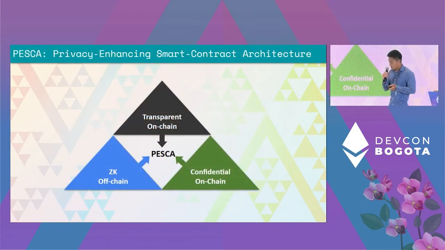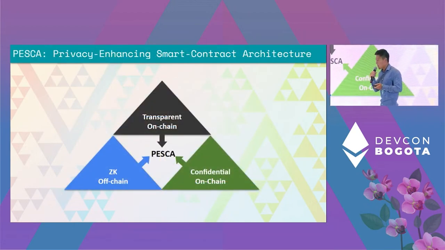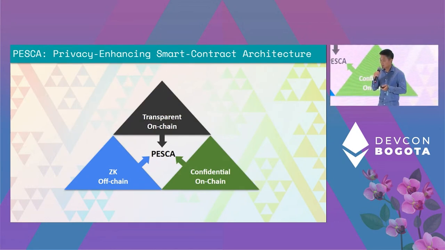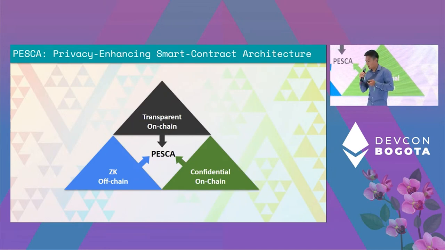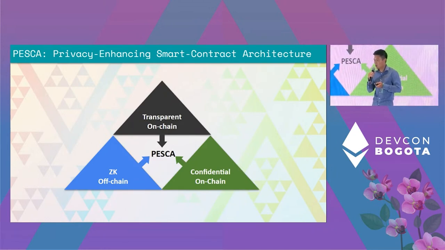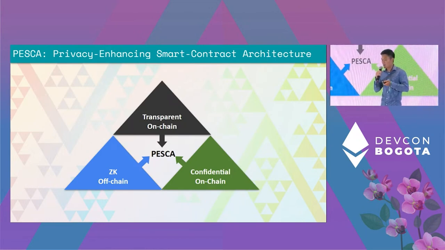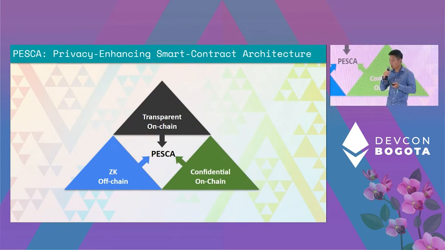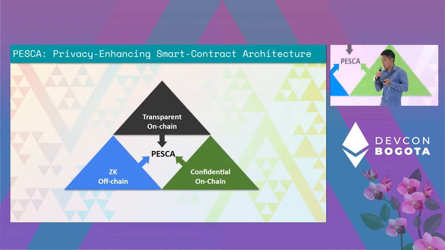Okay. So let me wrap up by telling you about the work of PESCA. PESCA is short for Privacy Enhancing Smart Contract Architecture, which is a blueprint to unify the three types of computation, right? So we have transparent on-chain computation, zero-knowledge off-chain computation, and this on-chain replicated confidential computation. PESCA is a framework that tries to put the three together.